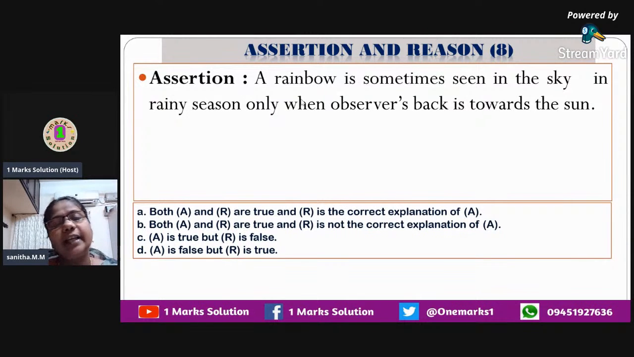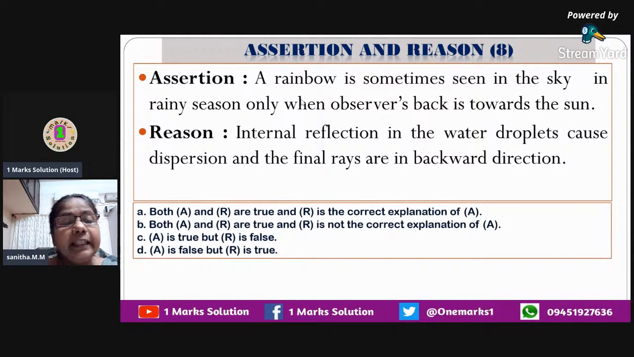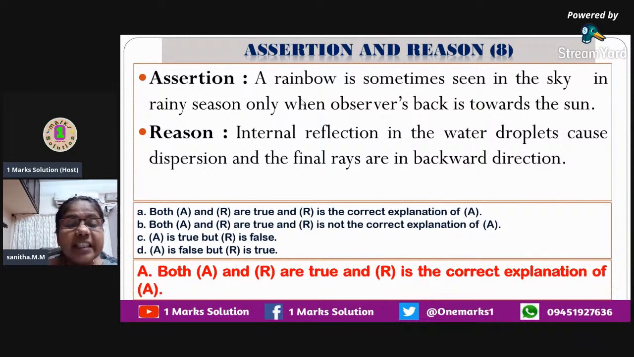Now, a rainbow is sometimes seen in the sky in the rainy season only when the observer's back is towards the sun. Then what is the reason? Internal reflection, the water droplets cause dispersion and the final rays are in the backward direction. It is actually total internal reflection. You know the process of total internal reflection, isn't it?